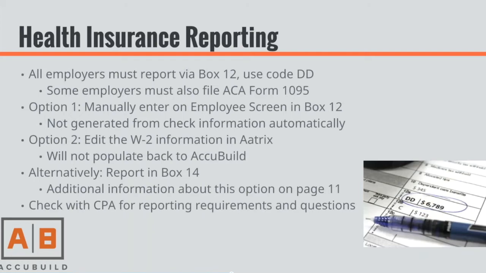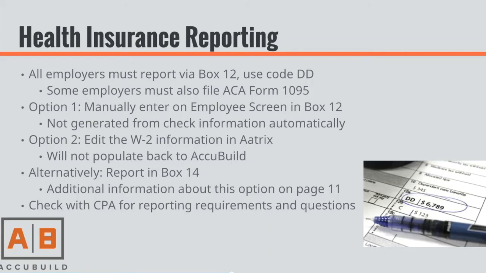A bit of information about health insurance reporting. First, all employers must report health insurance amounts via Box 12 using code DT. You'll have two options for updating the employee records for these amounts, as they are not accumulated from the employee pay stub transactions. Option 1 is to manually enter on the employee record in Box 12.